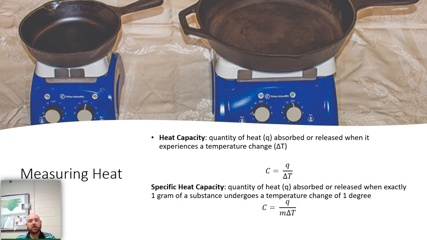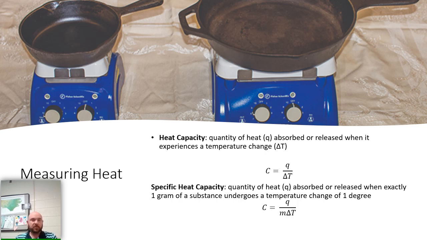And so we very often normalize heat capacity of objects to specific heat capacities of what the material is made of. So the specific heat capacity is the quantity of heat absorbed or released when exactly 1 gram of a material undergoes a temperature change of 1 degree Celsius.